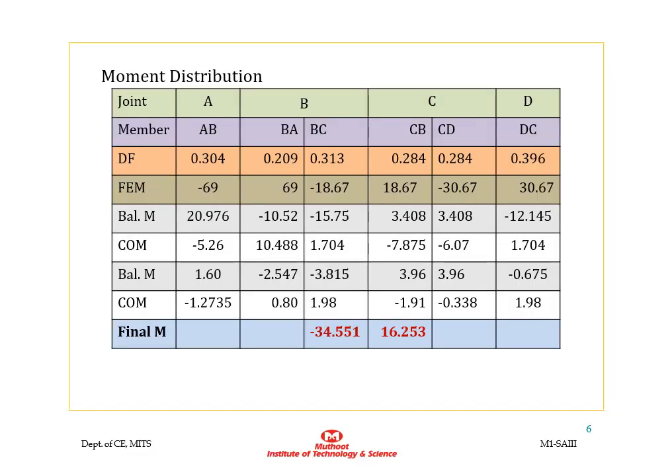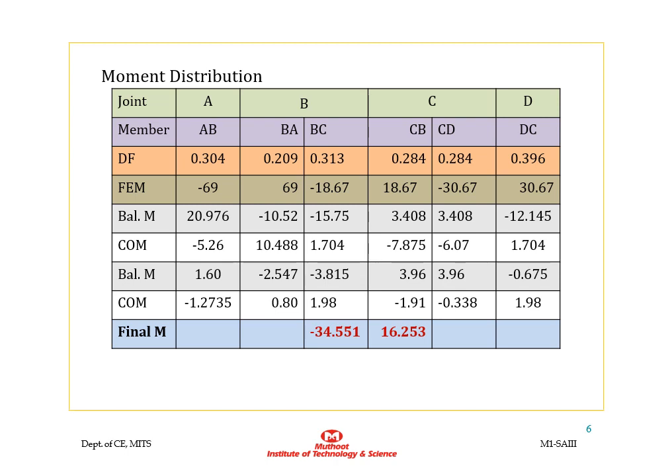This is the moment distribution table. The first row of the moment distribution table is joint, and the second row is members. Then the third row is distribution factor, and the fourth one is fixed end moments. For beam member AB, the distribution factor is 0.304 and the fixed end moment is minus 69. For beam BA, the distribution factor is 0.209 and the fixed end moment is 69. For beam BC, the distribution factor is 0.313 and the fixed moment is minus 18.67.